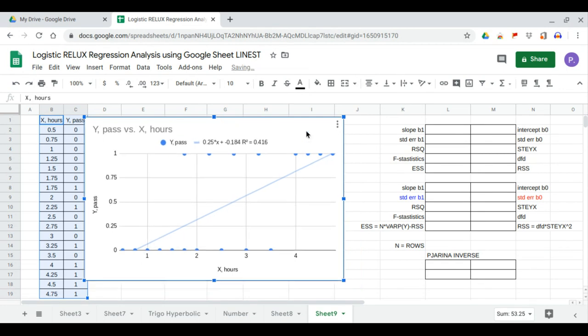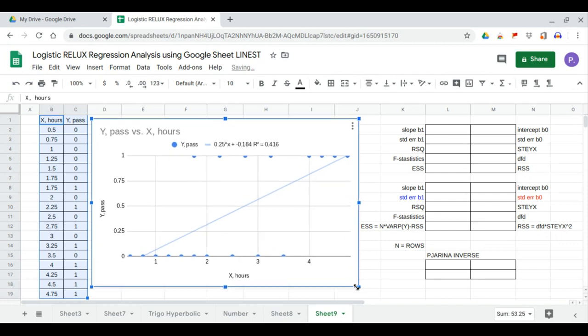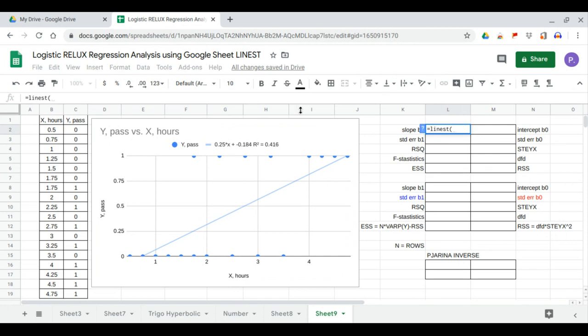which is y equals 0.25 times x plus, or this is net minus 0.184. We can use the LINEST function of data y and data x and show the full statistics.